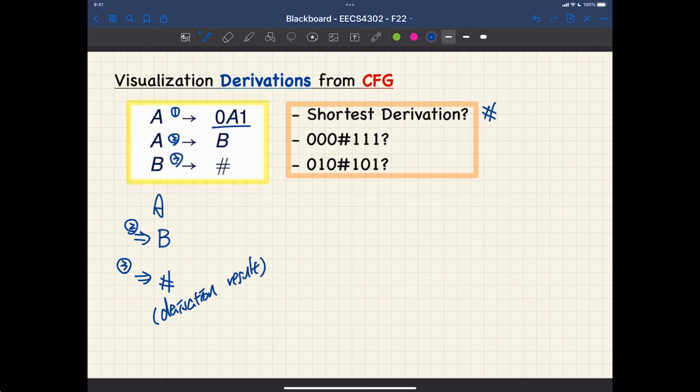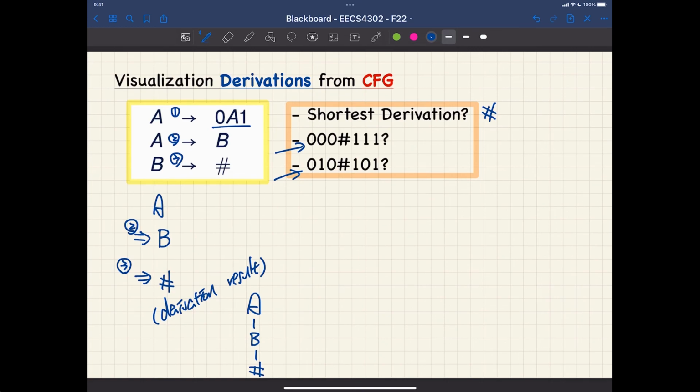And you can also visualize the derivation using a parse tree. In this case, it looks like this. A derived into B, derived into hash sign. It's a tree, right? Like a slanted tree, just one way. Okay. And an easy question for you: can you have a parse tree for this, and can you have a parse tree for that?